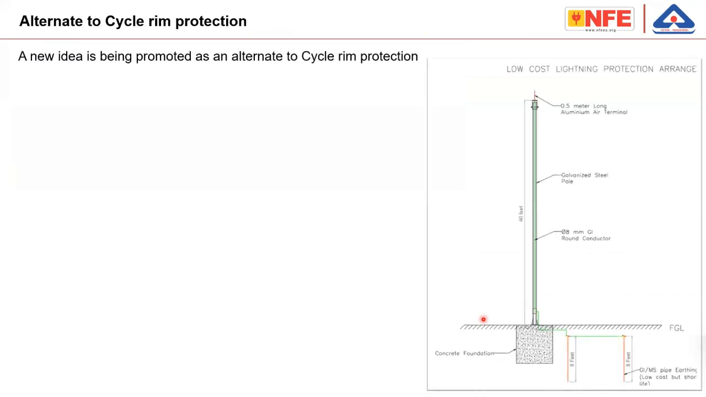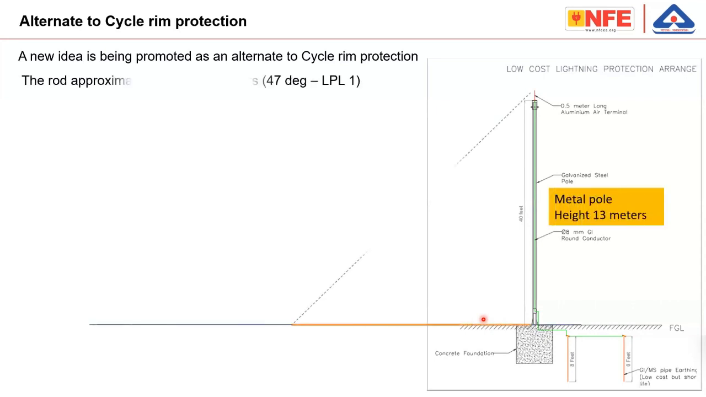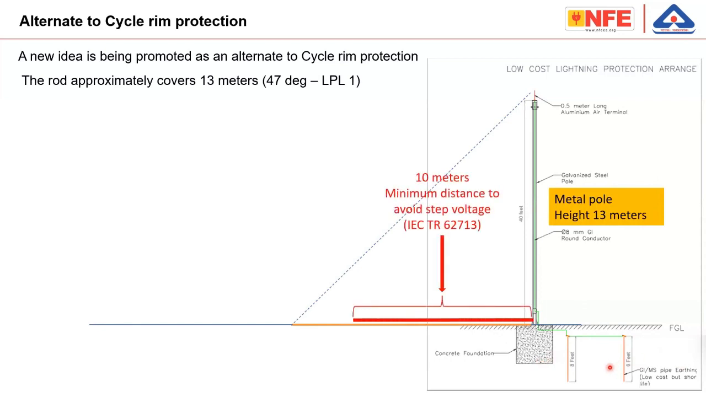Recently, we saw another method which is claimed to be an alternative as per IS/IEC 62305. That claim is also not correct. Here you see a metal pole instead of a cycle tire and a wooden pole. There is a 13 meter long metal pipe connected to two earth electrodes, as you can see here. And the claim is that it protects a 45 degree shadow area. But please understand that the standard recommends that if you are in a poor installation, you have to be 10 meters away from the conductor.